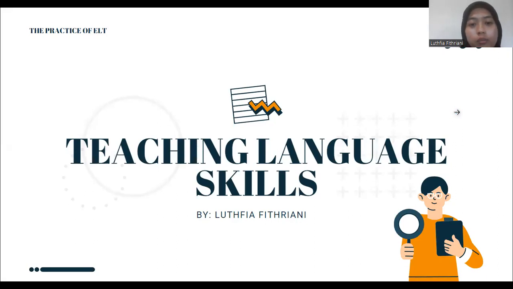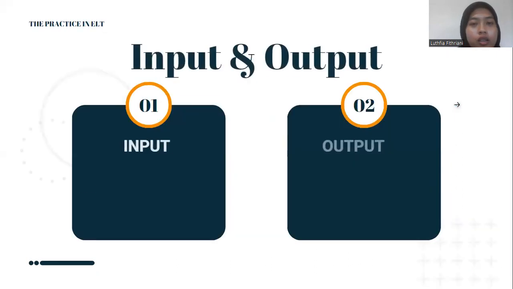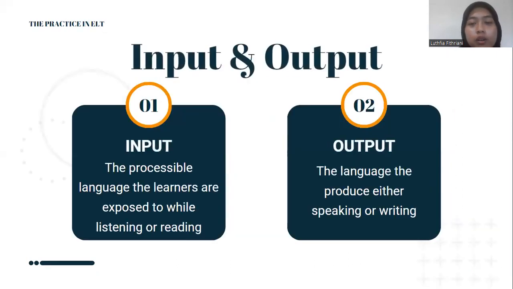Today we are going to learn about teaching language skills. If we are talking about language learning, it can be broken down into two areas of focus, input and output. Input refers to the processable language the learners are exposed to while listening or reading. Meanwhile, output refers to the language they produce either speaking or writing.